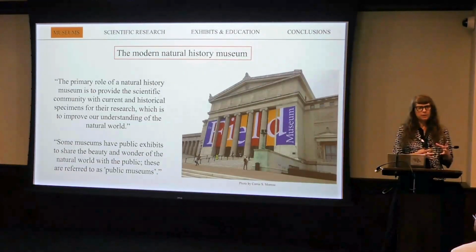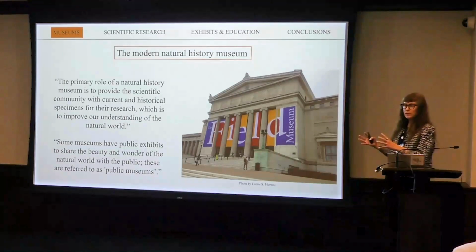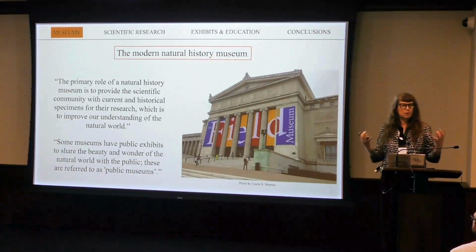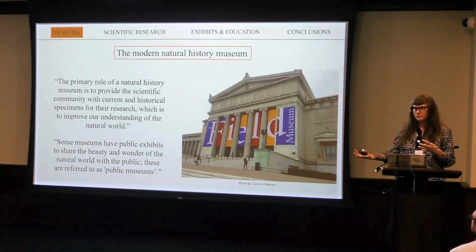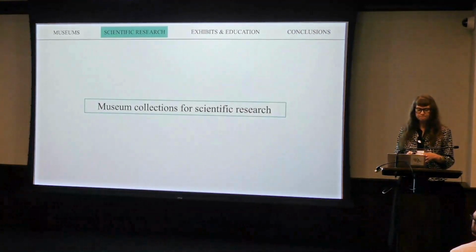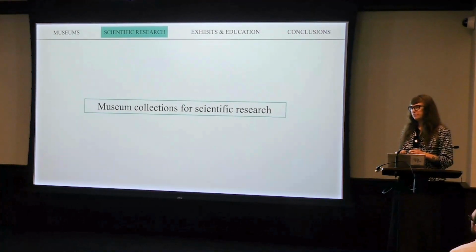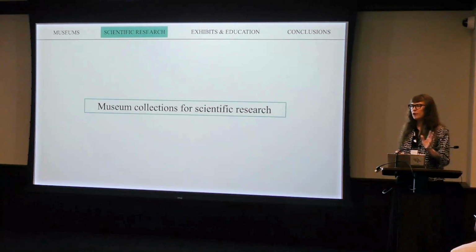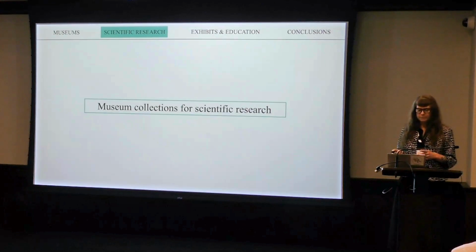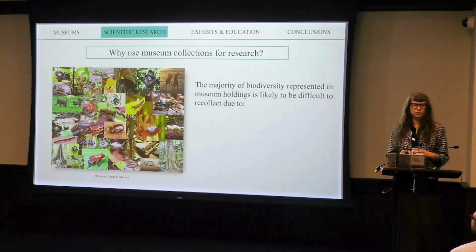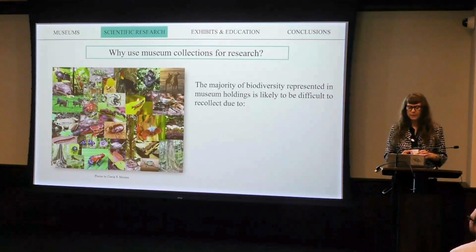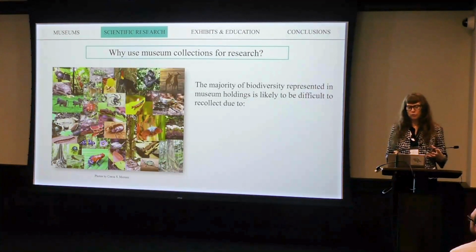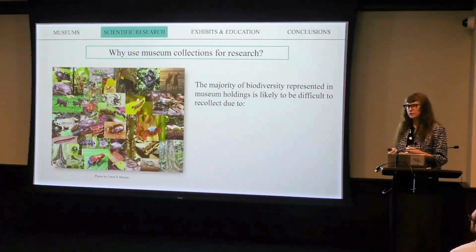Now, I want to be clear, some collections have no public interface, some only have a public interface and have very few specimens behind the scenes, but most are actually both. They're massive research institutions as well as educators of the public. So I'll talk a little bit about how they've influenced scientific research, but I'll spend the majority of the time talking about exhibits and education, and round out with a couple of conclusions. Museum specimens and collections are fundamental to our understanding of evolutionary biology and biodiversity. And I think part of the reason they're so powerful is that many of those specimens held in museums across the globe are going to be impossible to recollect.